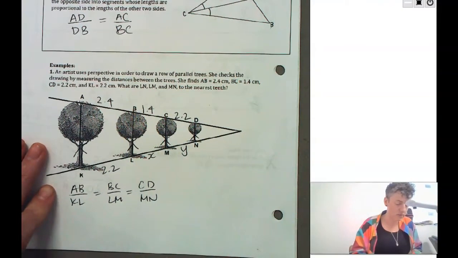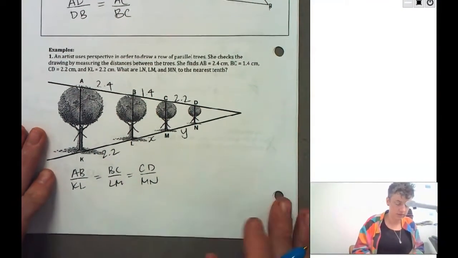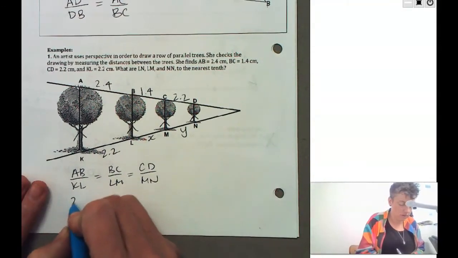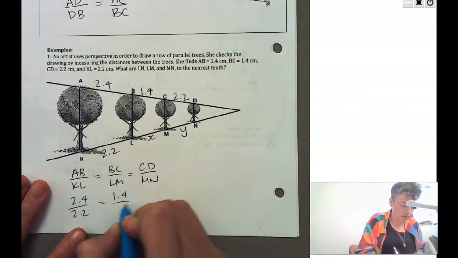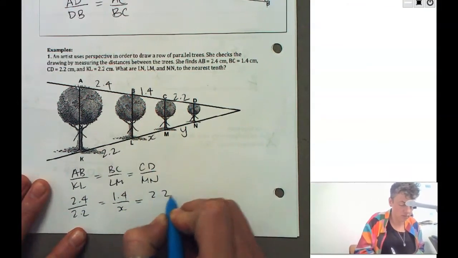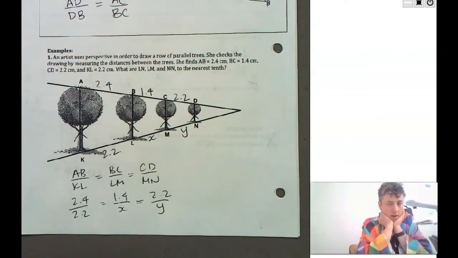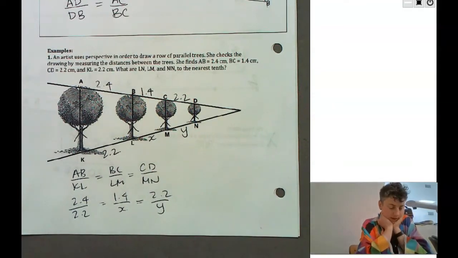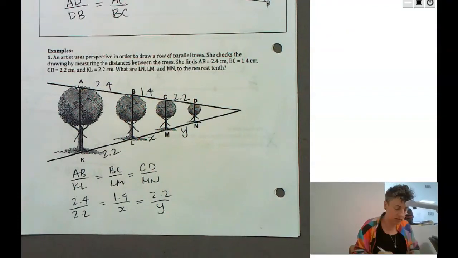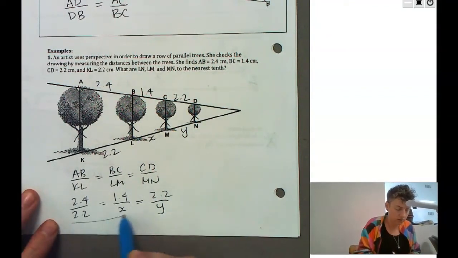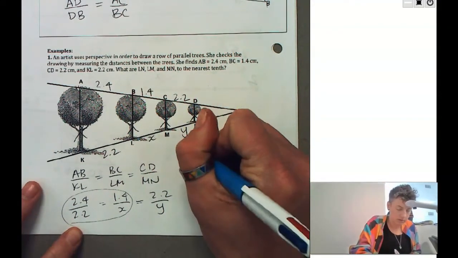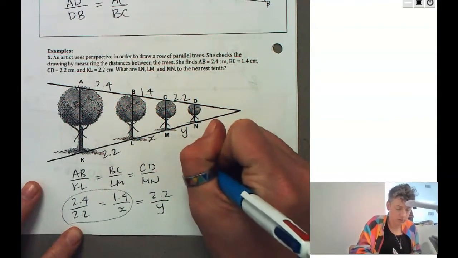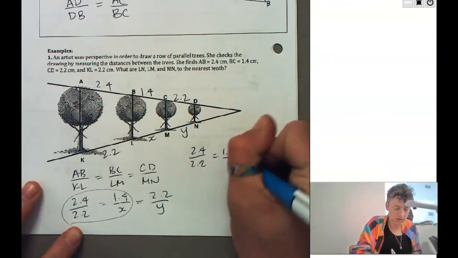Now let's plug in the stuff that we know. 2.4 over 2.2 equals 1.4 over x equals 2.2 over y. Okay, we got two variables we need to solve for. Let's solve for x first. Let's just use those first two ratios. 2.4 over 2.2 equals 1.4 over x.